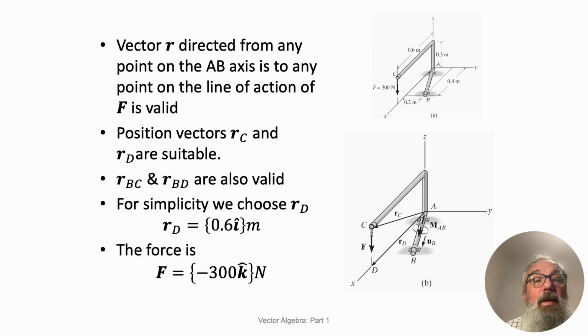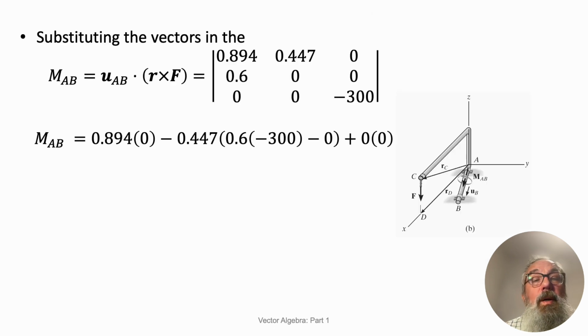So the force then is that vector in newtons. We need to calculate the moment along that axis, which is the dot times the cross of these two, which we expand as your determinant calculation. There's a lot of zeros in here, so it makes it a little bit easier. So the moment along AB is 80.5 newton metres.